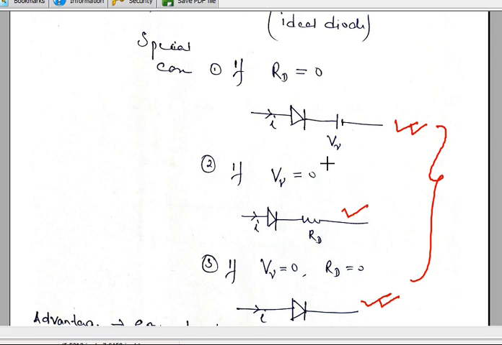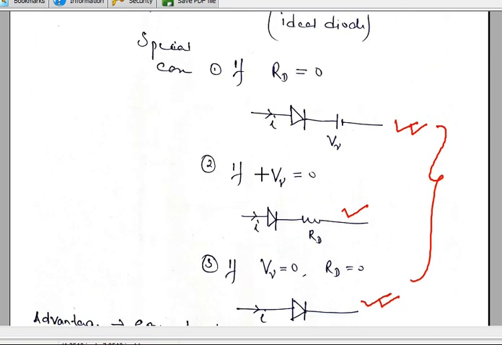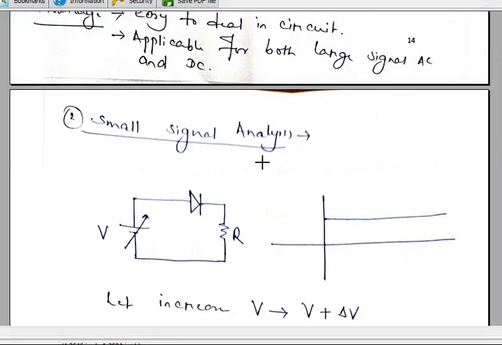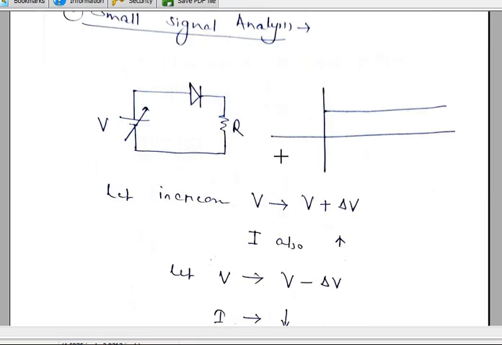Now the same model is applicable for large signal AC analysis. So in a large signal AC analysis circuit, you can simply replace the diode by this model and then solve the circuit. So nothing much is there, it's easier to solve. Now what are the advantages? Obviously it is easier to solve and it is applicable for both large signal AC and DC. Now let's come to the small signal analysis.